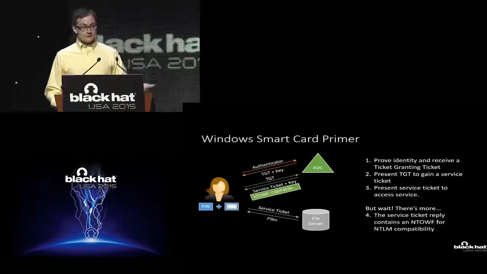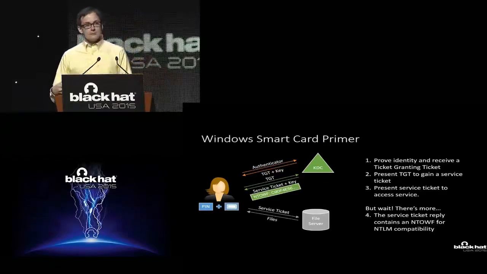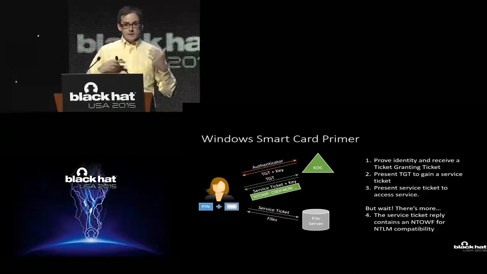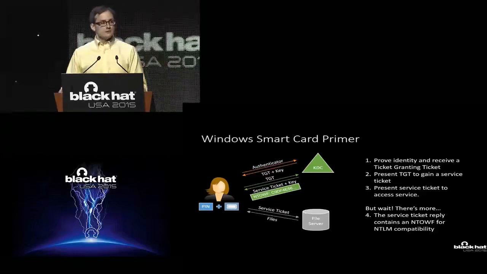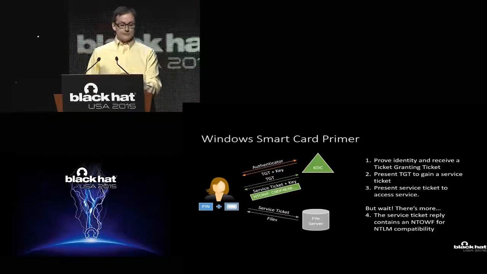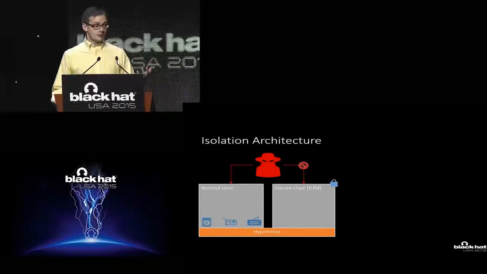Whenever you get a service ticket in Windows, your NTOWF or your NTLM authentication hash is returned as well. And that was done years ago, I believe in Windows 2000, to support backwards compatibility with NTLM shares, because nobody even then could give up their NTLM. So now we've talked about two things in this diagram that are vulnerable to theft. So how do we protect those things?